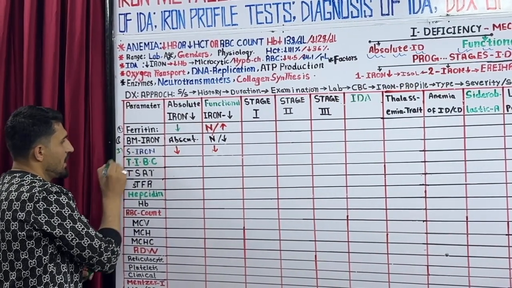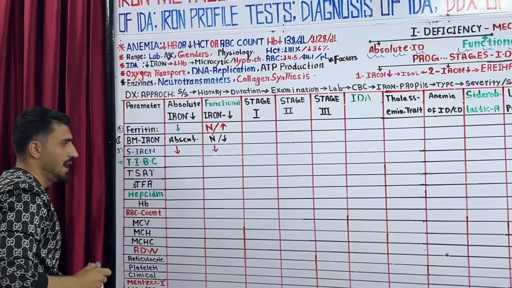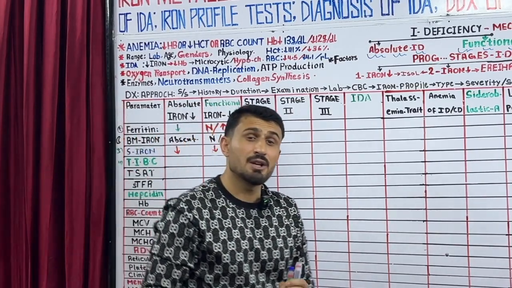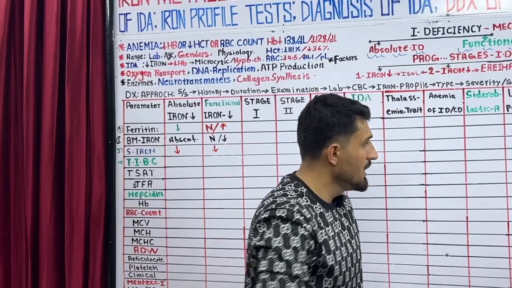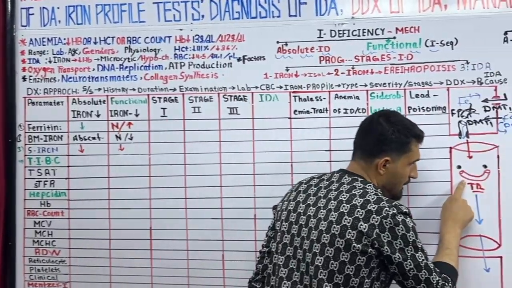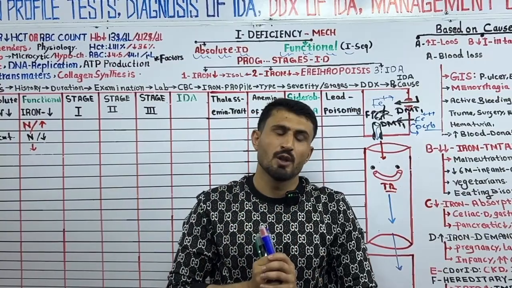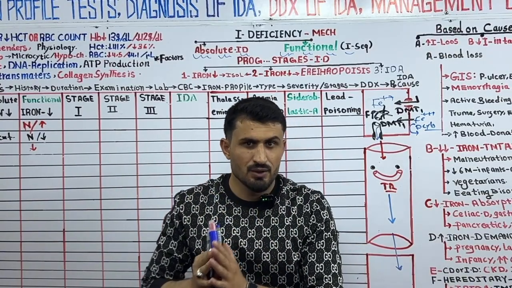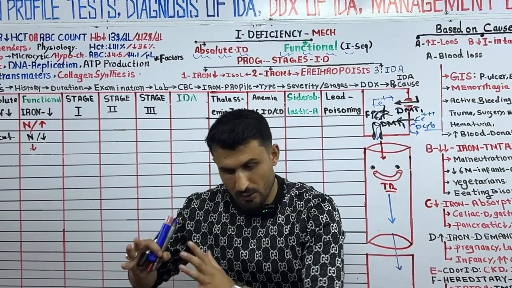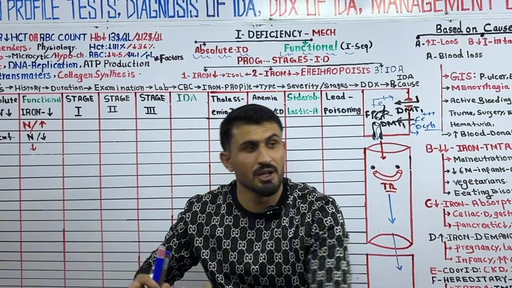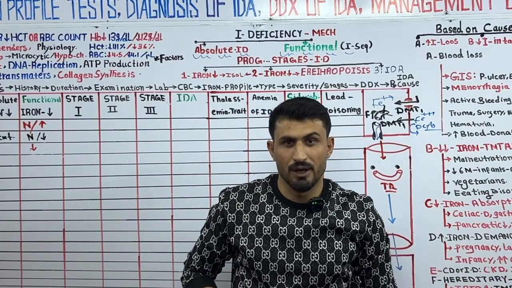This is number 4, total iron binding capacity. What do I mean by total iron binding capacity? For example, this is transferrin. Imagine that transferrin is like a truck. We have 10 trucks to carry the iron from one part of the body to the other parts of the body. Got it?